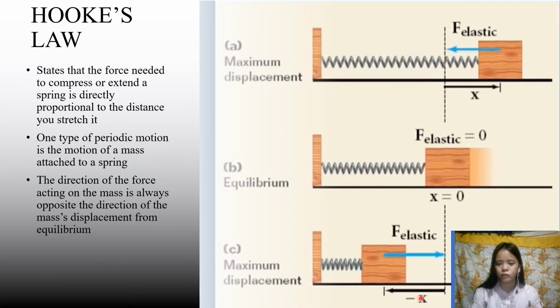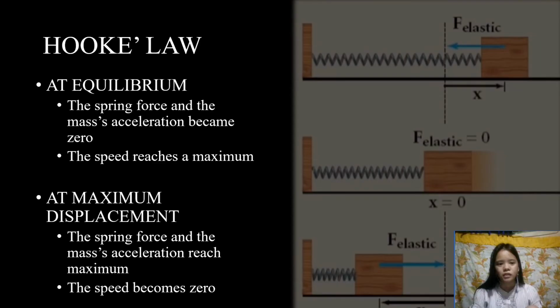So if you move the x into negative, everything will be compressed, and if you let it go, it will start to vibrate until it returns to its equilibrium, which is where x is equal to 0. So at equilibrium, the spring force and the mass acceleration become 0. The speed reaches a maximum. At maximum displacement, the spring force and the mass acceleration reach maximum and the speed becomes 0.